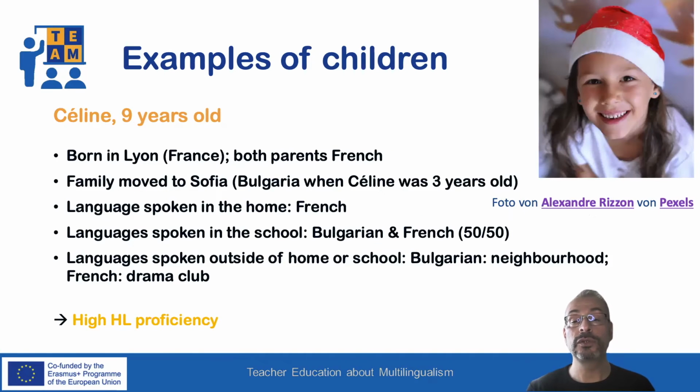Céline is 9 years old. She was born in Lyon in France, and both her parents are French. The family moved to Sofia in Bulgaria when Céline was 3 years old. The language spoken in the home is French. Céline is attending a bilingual school with 50-50% use of Bulgarian and French. She uses Bulgarian in the neighborhood and French in a drama club. Her proficiency in the heritage language French is very high because French is a language with high prestige, and Céline is using it at school and in many other domains.